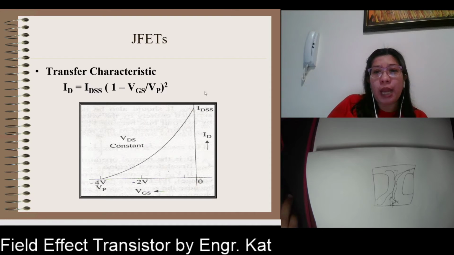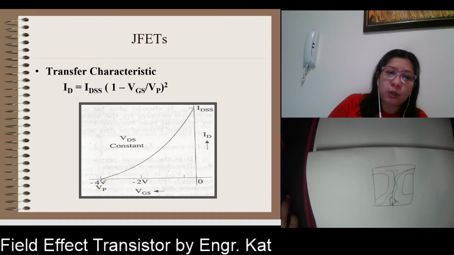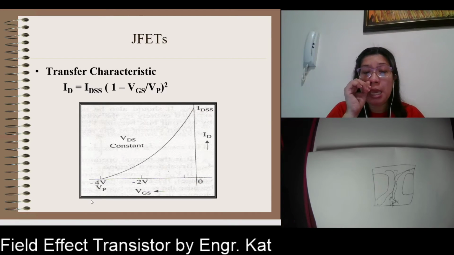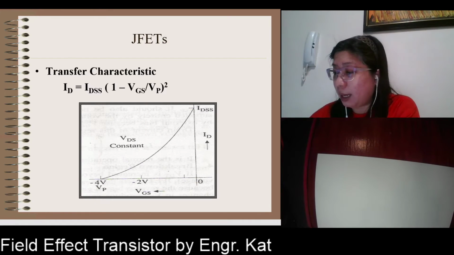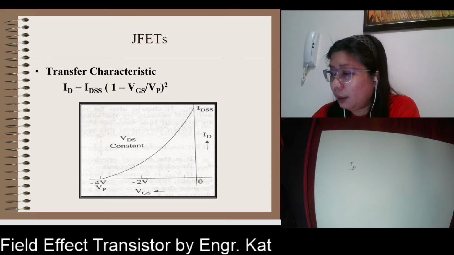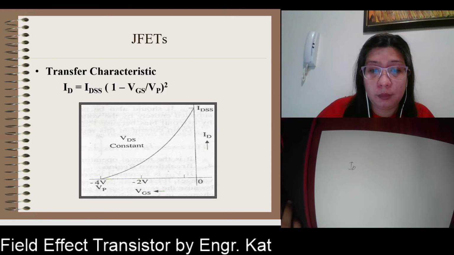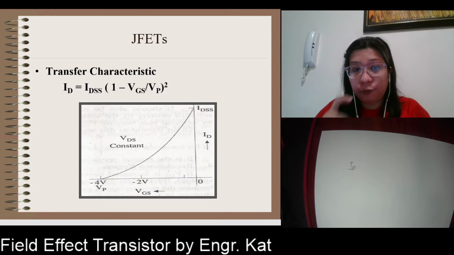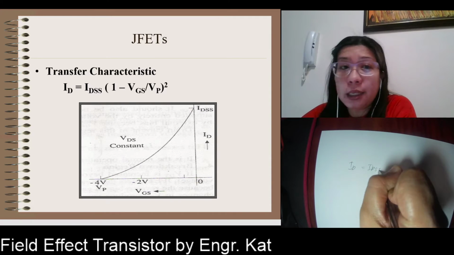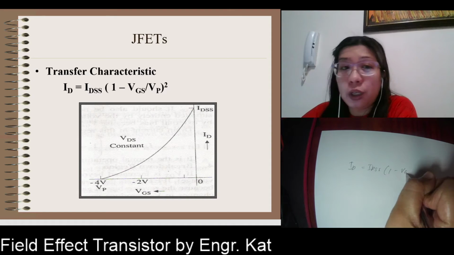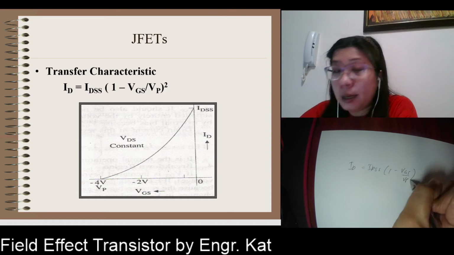Okay, so this is your IDSS. IDSS is only possible when your VGS is equal to 0, and then ID is equal to 0 when your VGS is equal to your VP. Okay, so it happens like this. By Shockley's formula, your ID is equal to IDSS times (1 minus VGS over VP) squared.